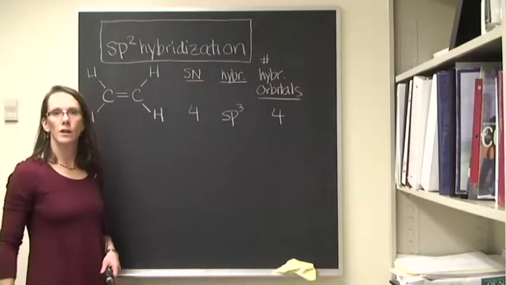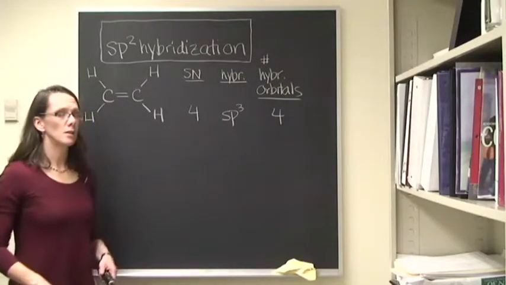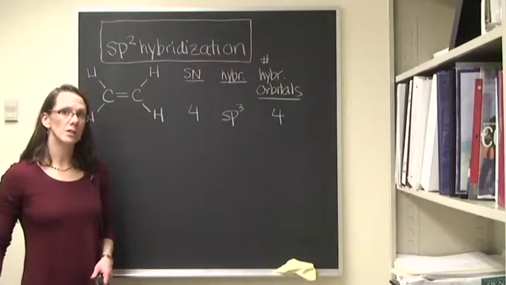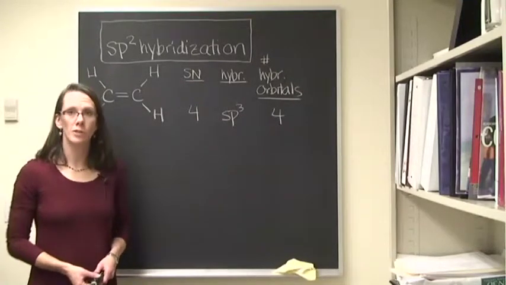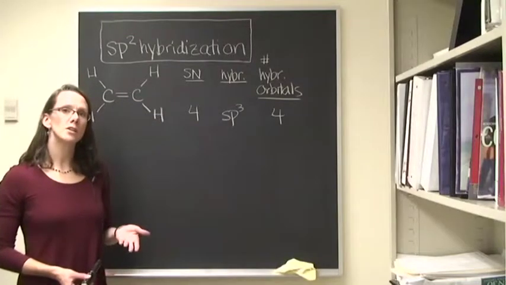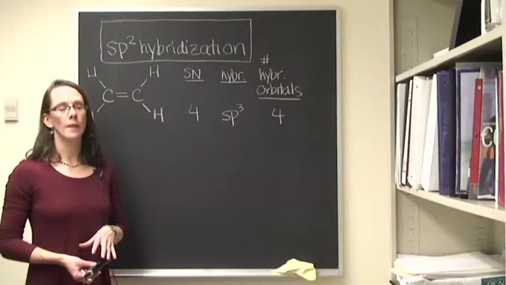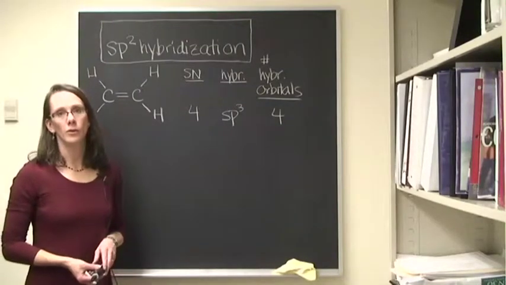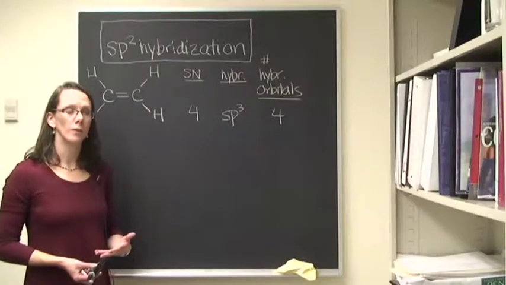Today's Chem 111 video is about sp2 hybridization. We've already talked about sp3 hybridization in class, and I just want to remind you first of all what hybridization is. So hybridization is a way for us to think about atoms and molecules and think about the kind of orbitals that might overlap to form the bonds in a molecule.